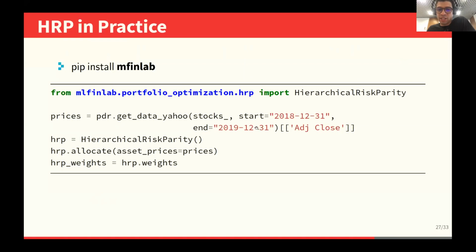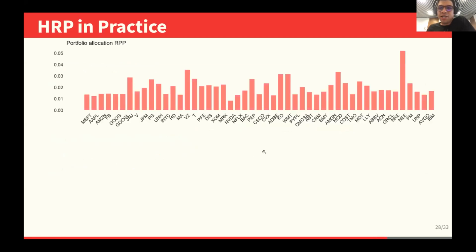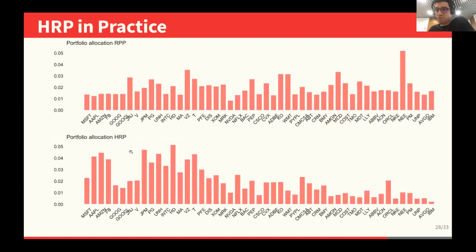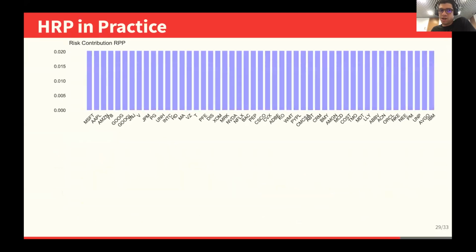I forgot to mention, but the range of dates that we are considering is from 2018, basically the whole 2019 year. So let's see if there was some effect here. Here's the allocation of the basic vanilla risk parity portfolio, and here's the allocation for hierarchical risk parity. And we see it's kind of different. You see that there is a lot more weight, for example, in these technology companies, Apple, Amazon, and Facebook, in HRP, whereas in RPP not much. So it's different.